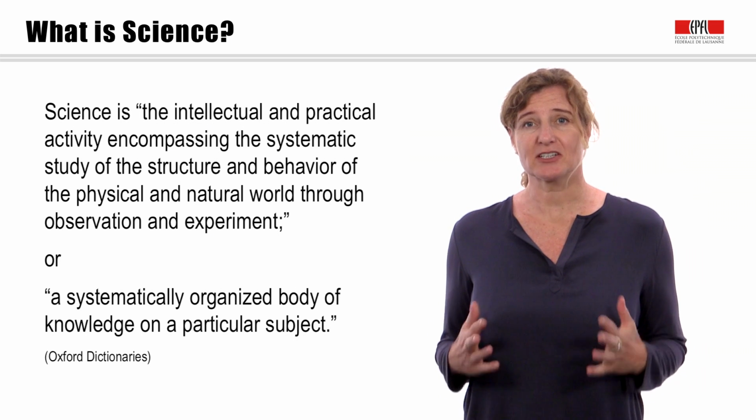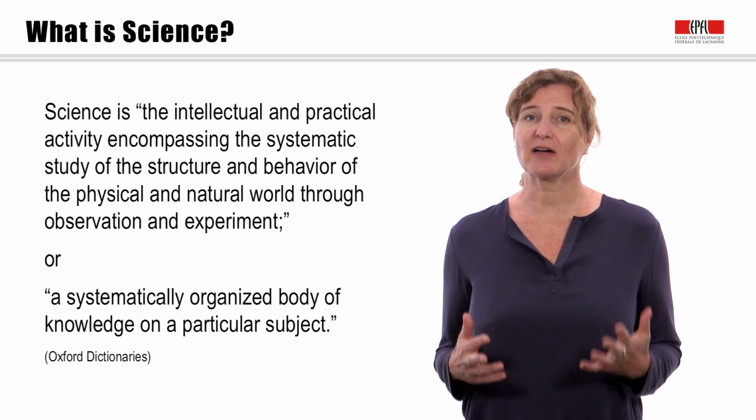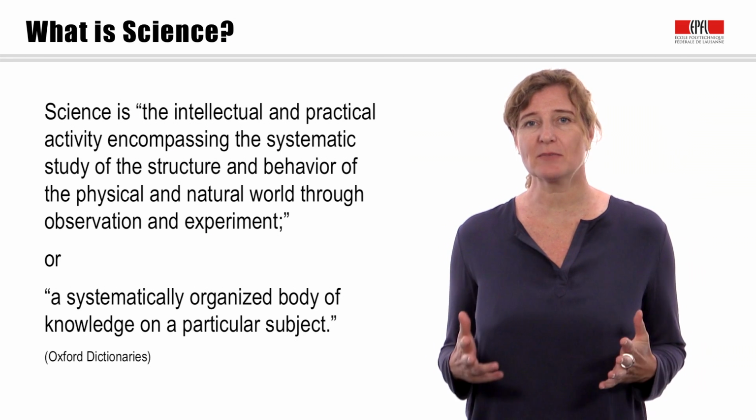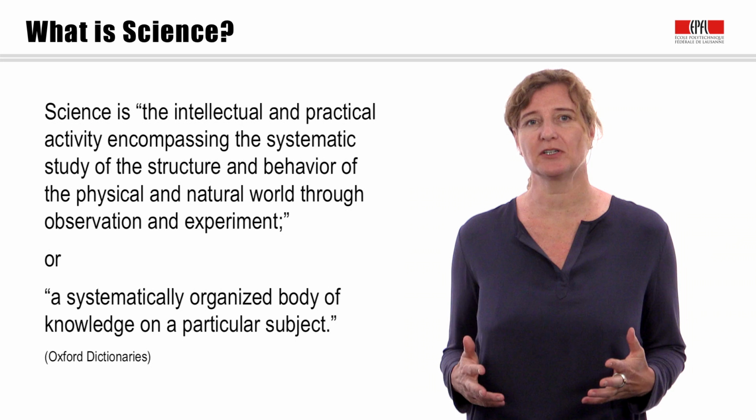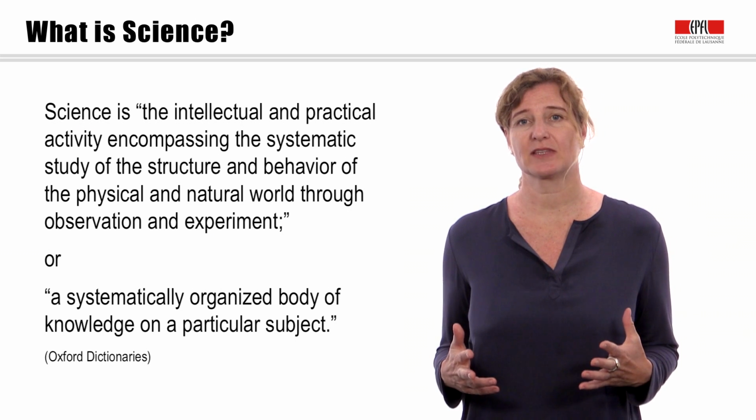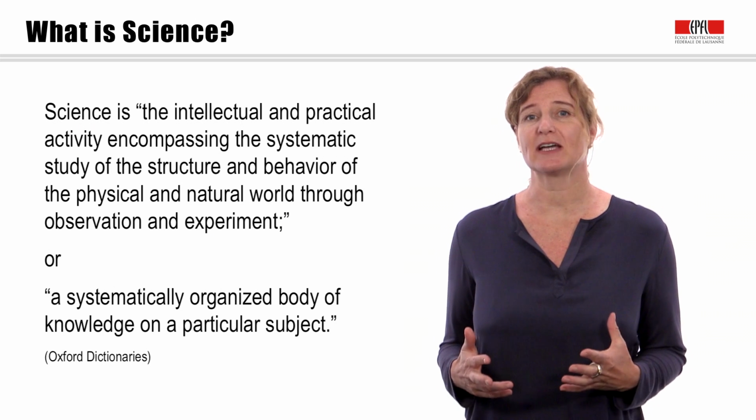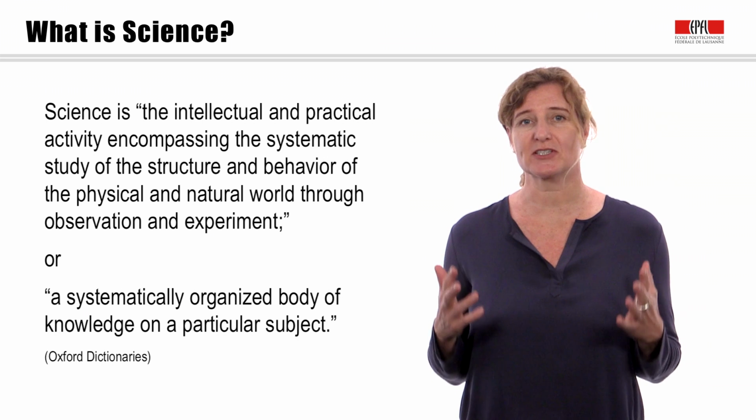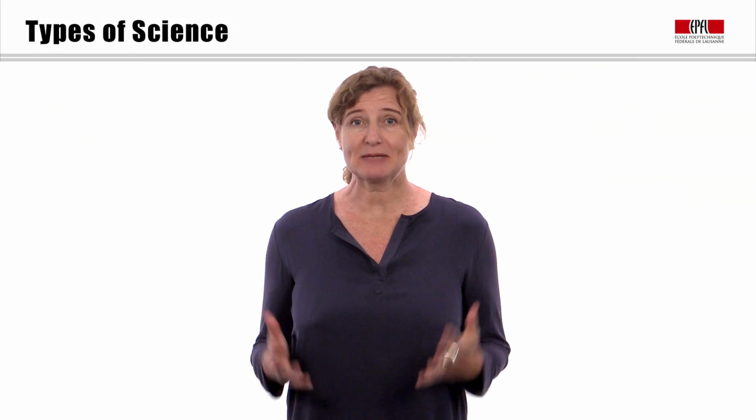According to the Oxford Dictionaries, science can be defined as the intellectual and practical activity encompassing the systematic study of the structure and behavior of the physical and natural world through observation and experiment. Science can also be defined as a systematically organized body of knowledge on a particular subject. There are many different types of science, for instance, formal science, life science, or social sciences.